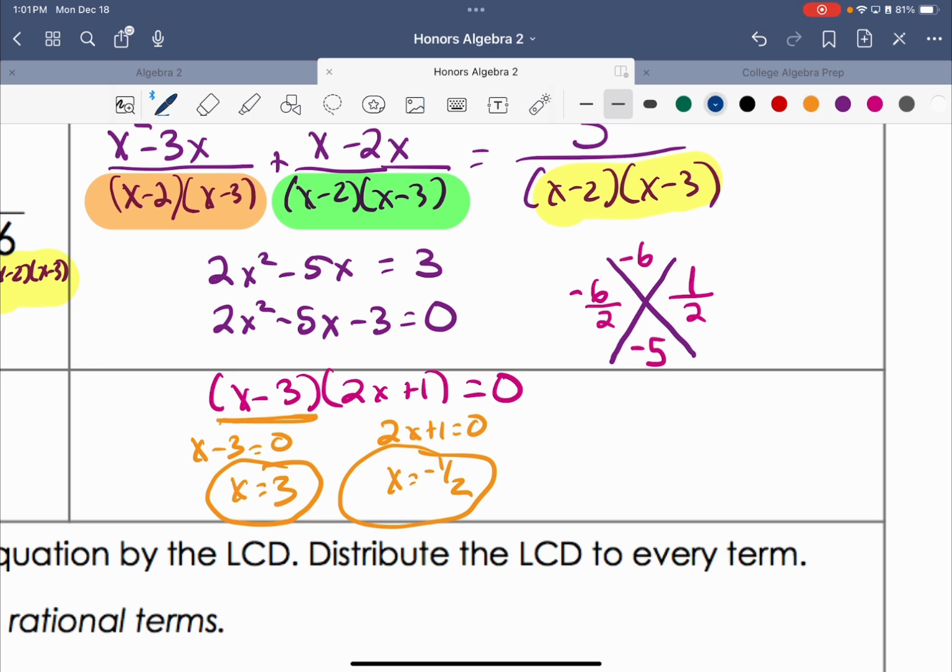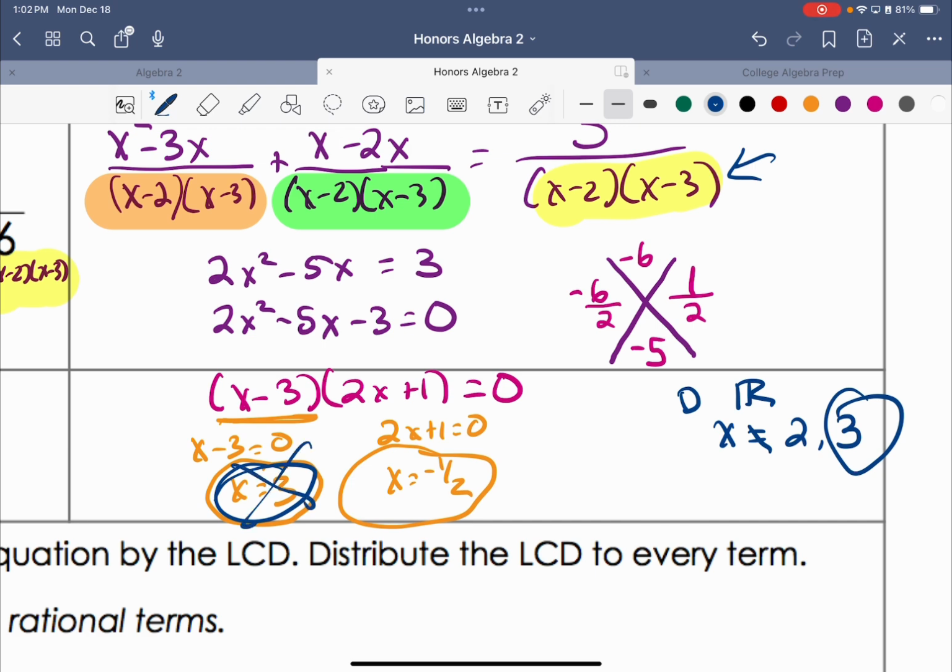But if we look at the domain, it is all reals, except for x cannot equal 2 or 3. So x can't be 3, but we said it was 3. It can't be 3. So that is not a solution. So your only solution for this one is negative 1/2.